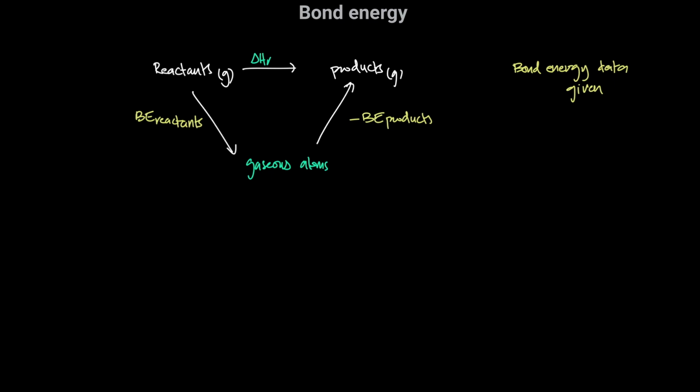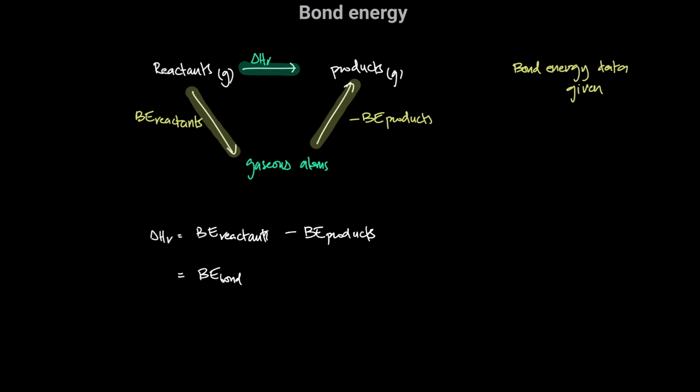So we can say that the enthalpy change of the reaction is equal to the bond energy of the reactants minus the bond energy of the products. Which is the same as saying that it is the bond energy of the bonds broken minus the bond energy of the bonds formed.